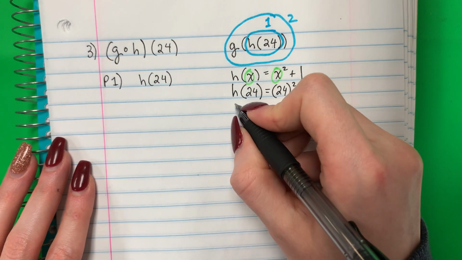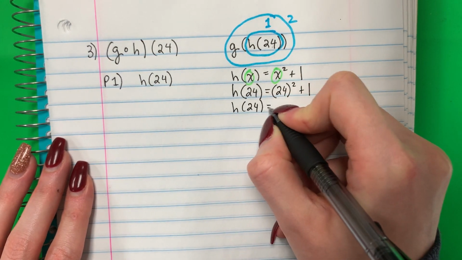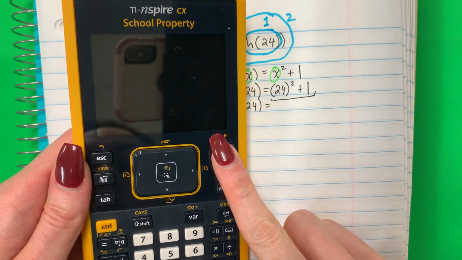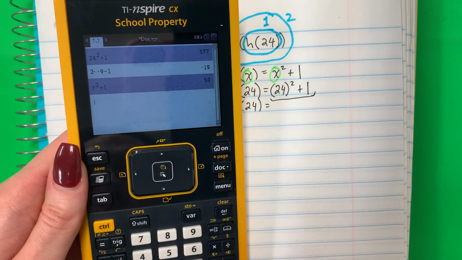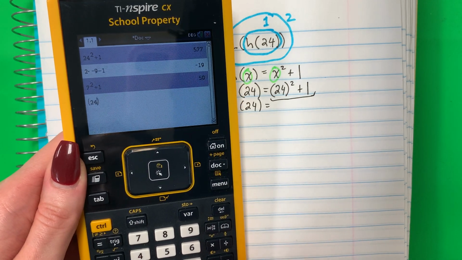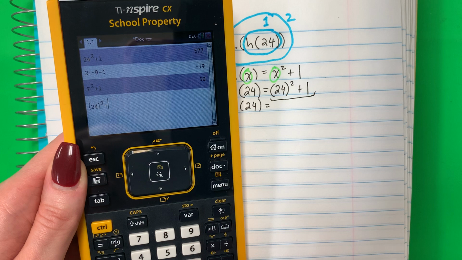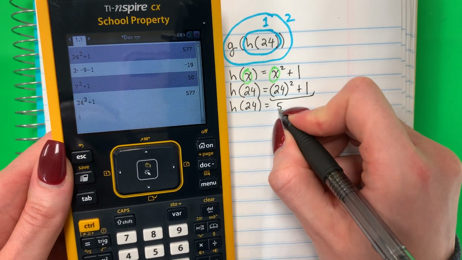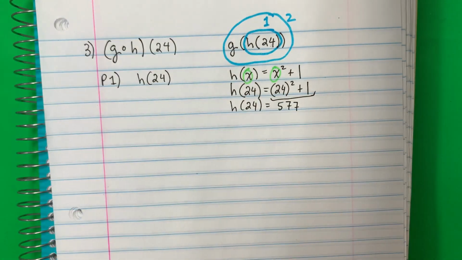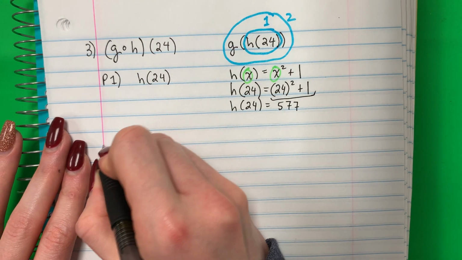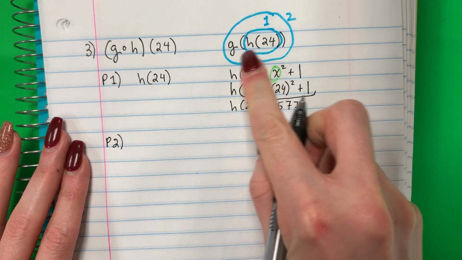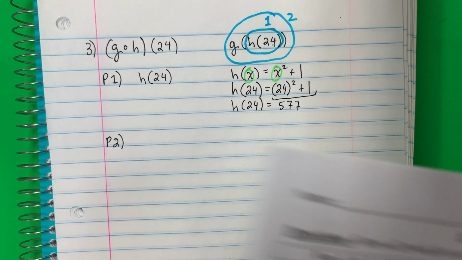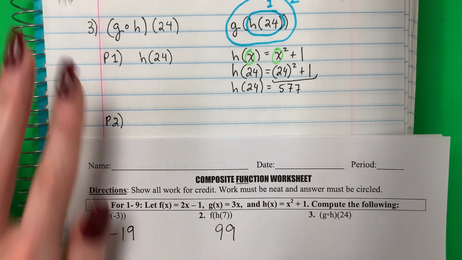So we're going to go ahead and copy H of 24 equals, put that in the calculator. What is 24 squared plus 1? 24 cuadrado más 1. So 24 squared plus 1 is 577. Okay. Now part 2. Parte 2. Part 2 is the G, es la G. Let's find our equation for that. G of X is 3X.